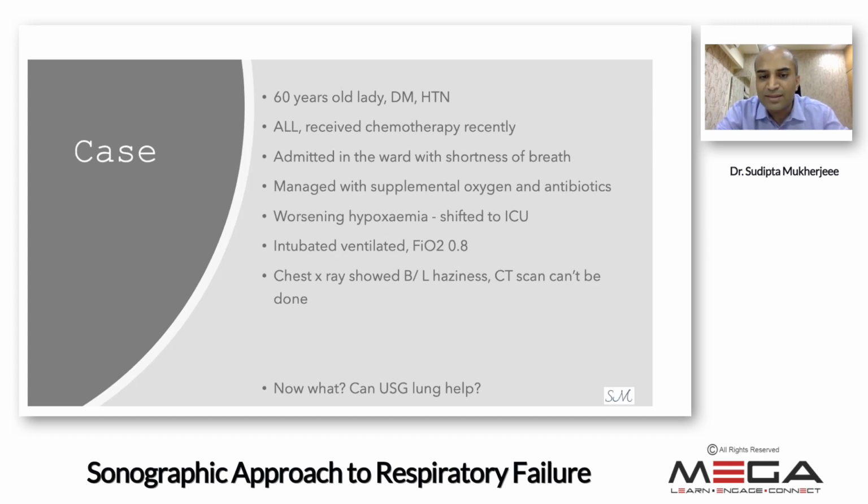Chest X-ray showed bilateral haziness. Now, with this high oxygen concentration, we could not do the CT scan. Now what? What further investigation can we do? Can USG lung help in this situation?